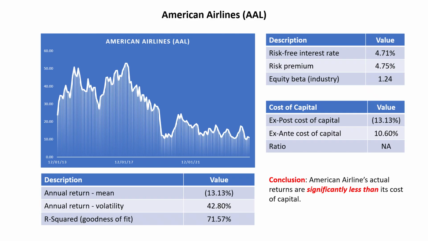If we go to the cost of capital section, we can see that the ex post cost of capital is a negative 13%. Which means that if you held the shares throughout the share price life, you would be recording a stellar return of negative 13, which is not good. Now, the market expects 10.6%, which means you're way underperforming. So if we look at the very bottom table, the annual return mean was a negative 13%. Return volatility was 42, and the R squared was actually pretty good.